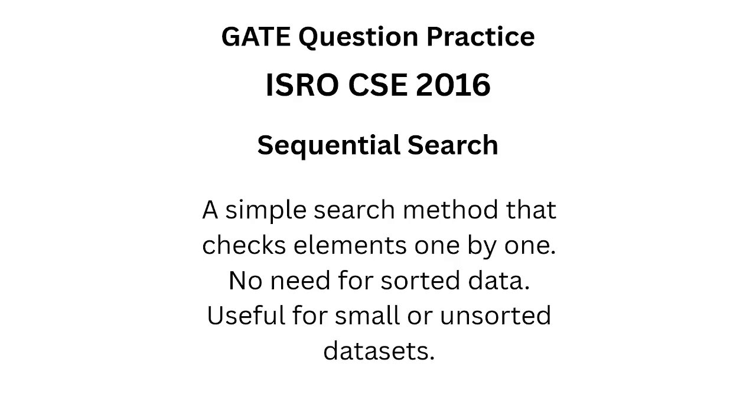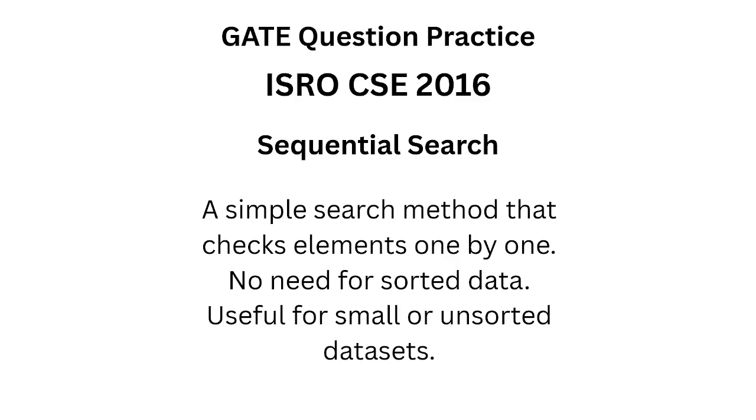We go through the array one element at a time from the beginning to the end until we find the target value. It doesn't require sorted data. It is useful when data is unsorted or small in size. So what happens in a successful search?